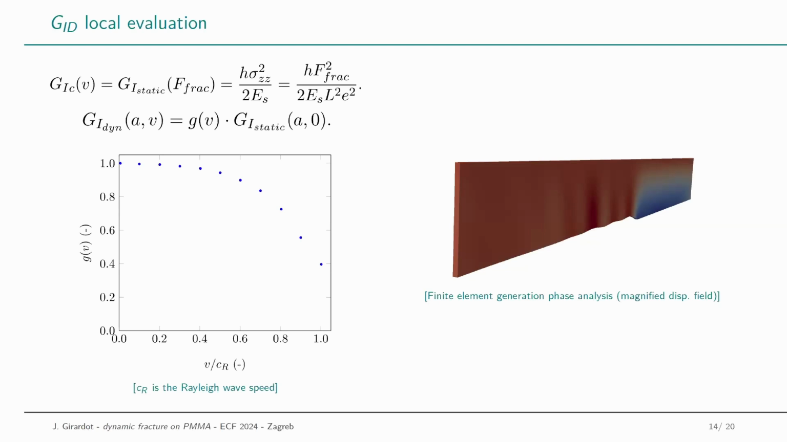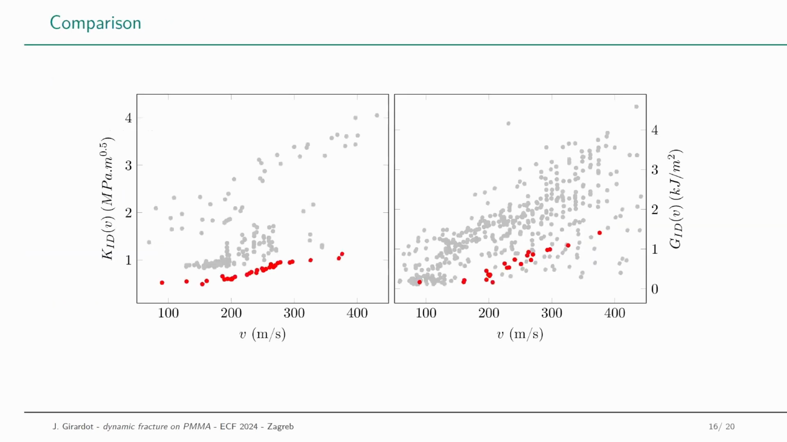Just for those who are familiar with this analysis, the famous Broberg formulation that is often used in the literature does not give you this tendency. It gives you a linear decrease from 1 to 1 here, and could be the source of some mistakes in the literature. Finally, the results. So as I said at the beginning, we just add new points to the literature. And you can see that we are in the same order of magnitude.